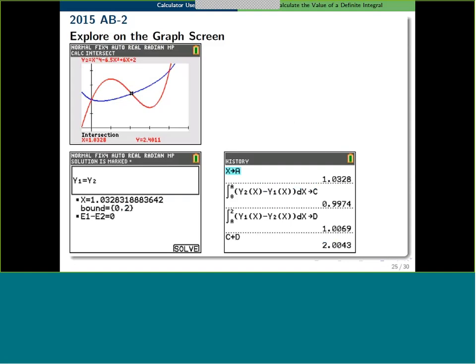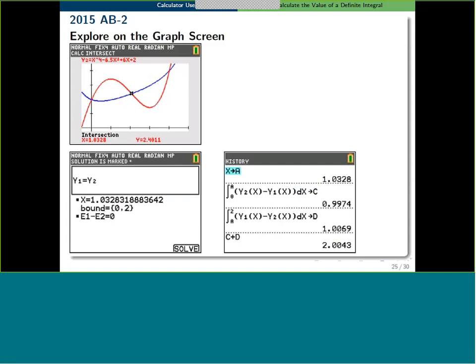So here's a couple of solutions to this using the technology. I did a little bit of exploring on the graph screen up in the top left-hand side on the TI-84. I found that point of intersection. I went back to the home screen, double-checked. There's my point of intersection on the right-hand side at the bottom. I stored that point of intersection in the variable a.